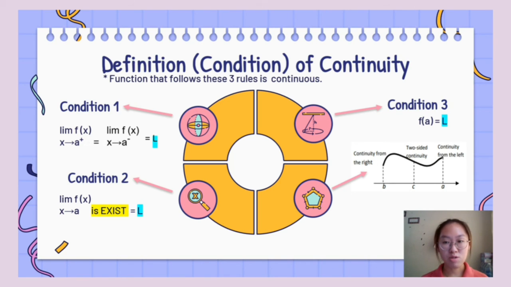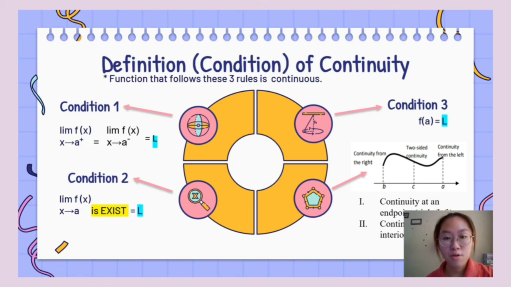Here's the graph that shows the types of continuity. There are three types: continuity from the right side, continuity from the left side, and two-sided continuity. Two-sided continuity is also known as the continuity at an interior point.